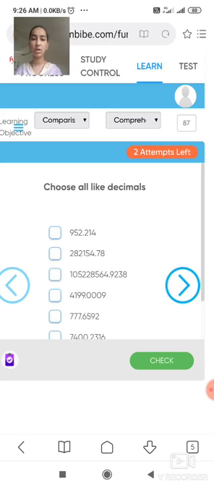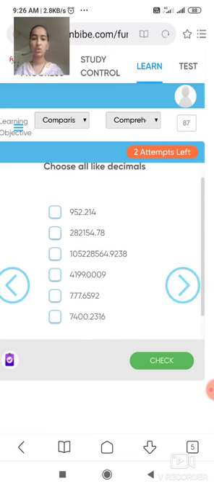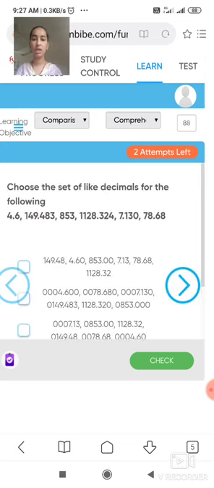Let's take a similar type. Choose all like decimals. This question is for you. Pause the video and write the like decimals. Which are like decimals? Only write that much. Don't write the other ones, okay? Solve this. Try to solve. Let's move to another example.